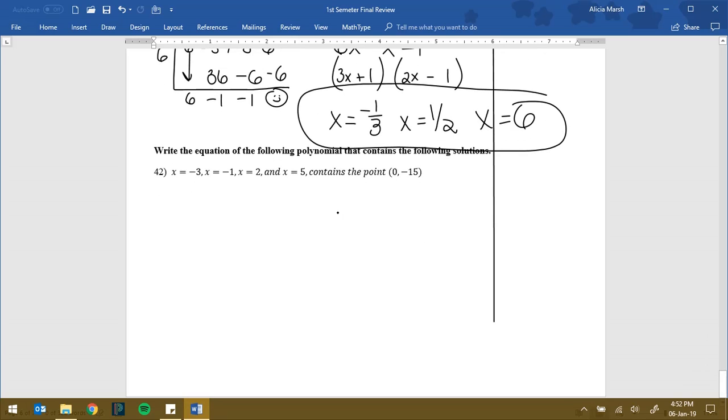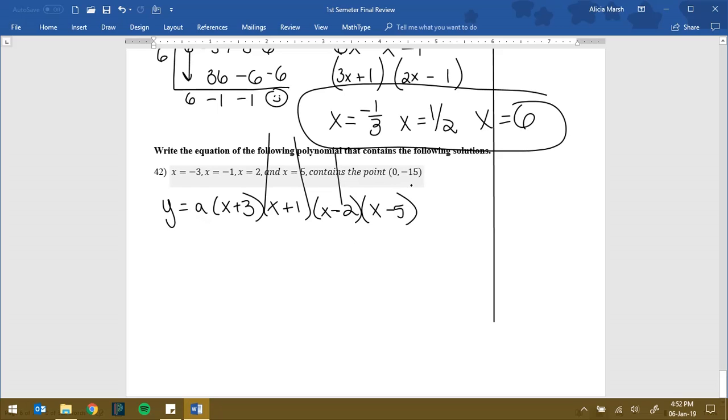And the final one, writing the equation of a polynomial that contains the following solutions. So I know that I have 4 of them, and I'm going to go through that point. So first thing I'm going to write is the start here. So x plus 3, right, because it's opposite. X plus 1, x minus 2, and x minus 5. Okay. Now I need to figure out the a, the stretch. So I'm going to first plug in 0 and negative 15.